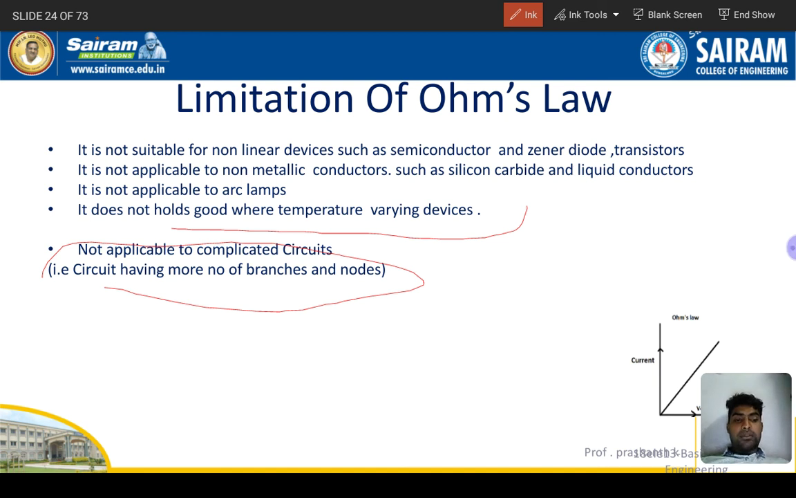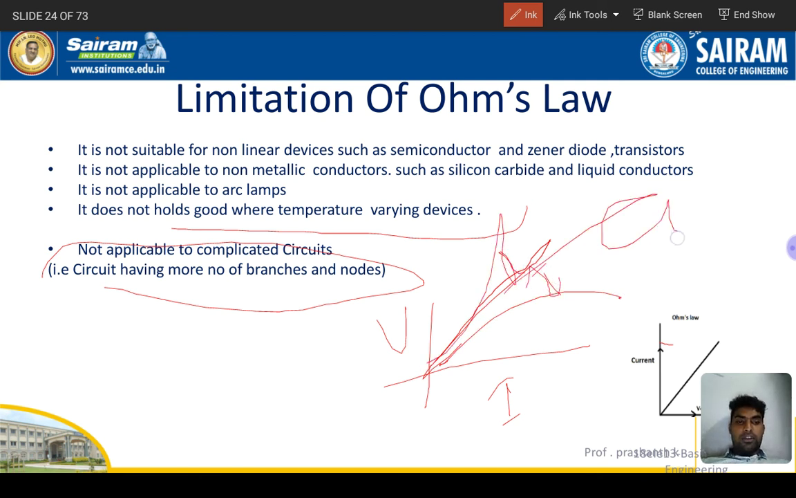As you can see in the diagram, I'll just draw it over here. This is voltage, this is current, and this is a straight line, linear, okay? If any difference or deviation occurs over here, it means Ohm's law is not applicable. Keep it in your mind. Here, as voltage increases, current also increases, but resistance stays constant. If any deviation is there, Ohm's law is not applicable.